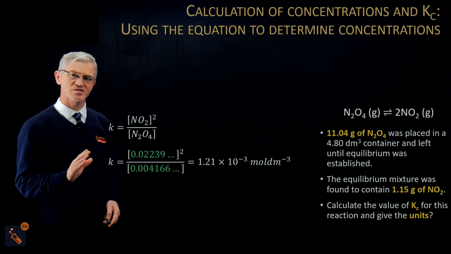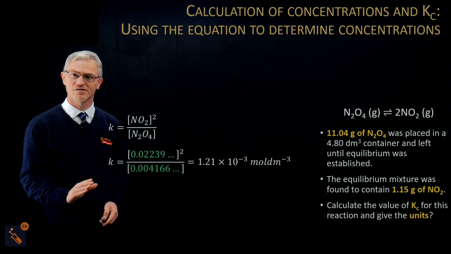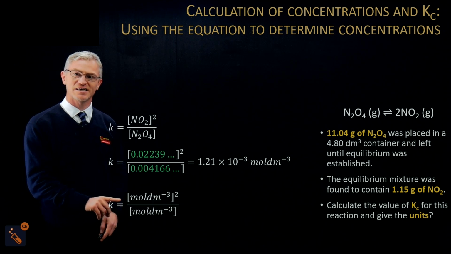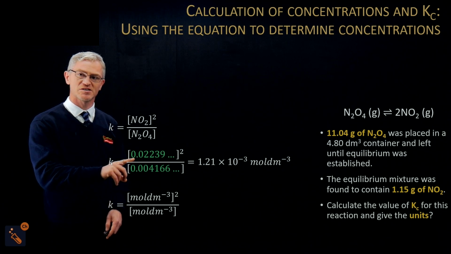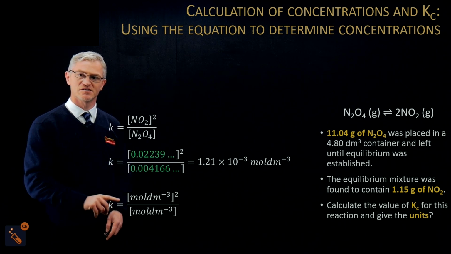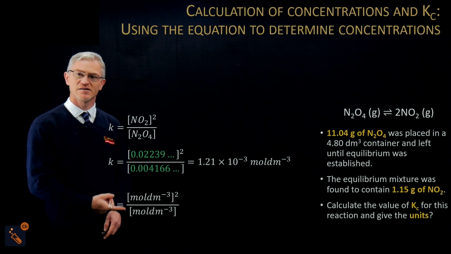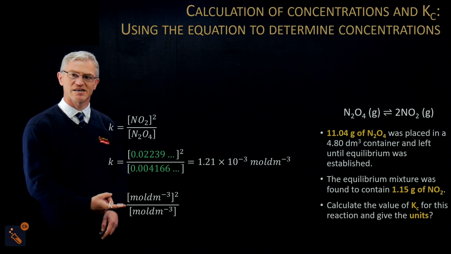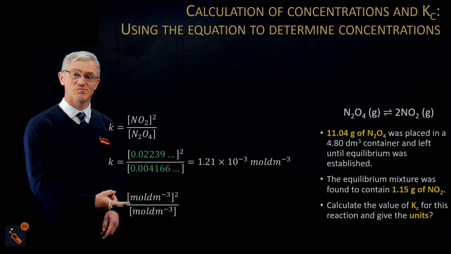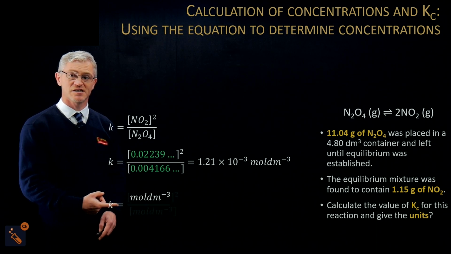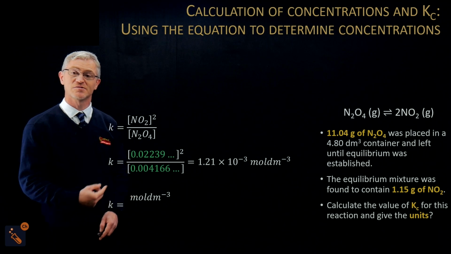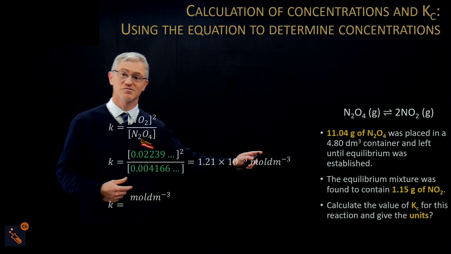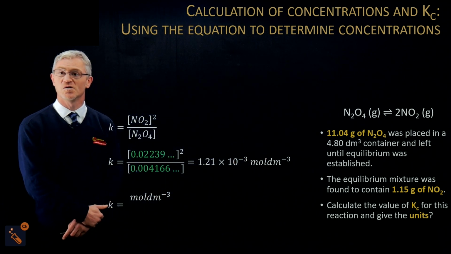Just going to finish off by saying why they are the units. So if you look here, we've got moles per decimeter cubed squared because of this, and we've got moles per decimeter cubed at the bottom because of this. The bottom moles per decimeter cubed cancels out the second moles per decimeter cubed squared essentially, and you get the moles per decimeter cubed left behind, which becomes your units for Kc.